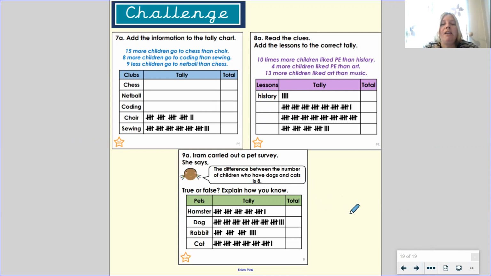Then finally, Imra carried out a pet survey. She says the difference between the number of children who have dogs and cats is 8. True or false?